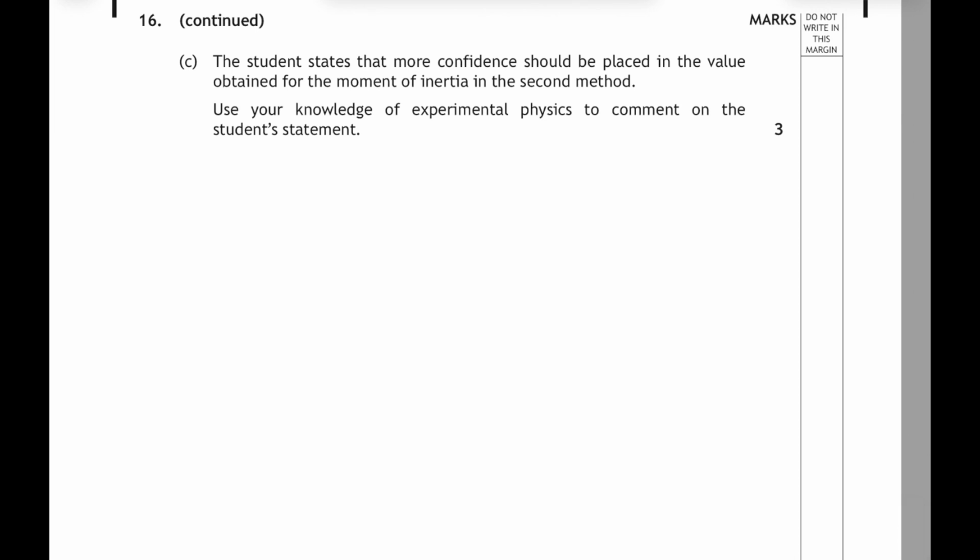Anyway, moving on, 16c. The student states that more confidence should be placed in the value obtained for the moment of inertia in the second method. Use your knowledge of experimental physics to comment on the student's statement. Well, a use your knowledge question means it's an open-ended question, so there's no black and white answer for this. You just have to look at both the student's methods and then state whether or not you agree with their statement that more confidence should be placed in the second value. So here's my answer. I don't know if it will get 3 marks or not.